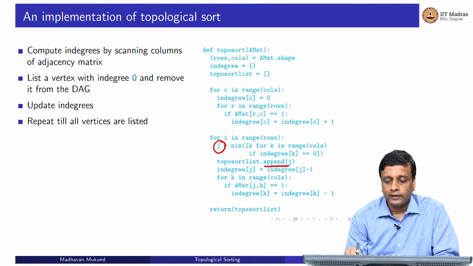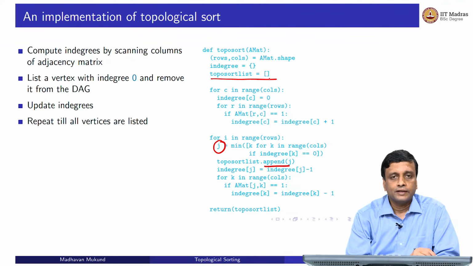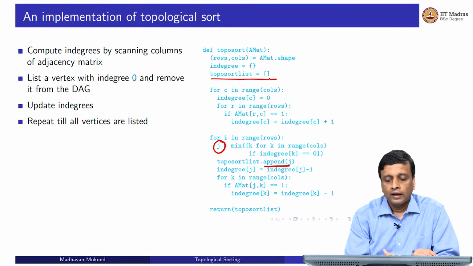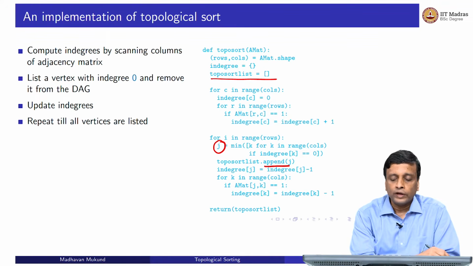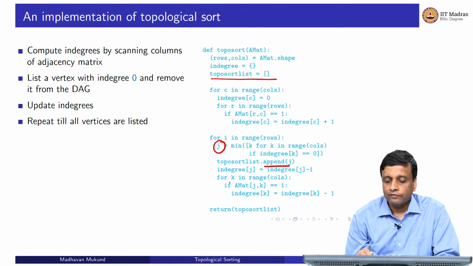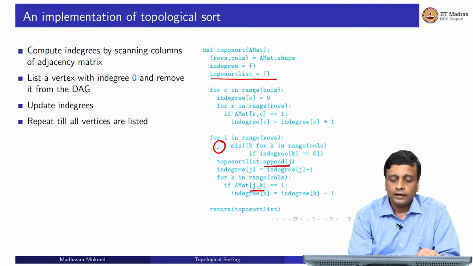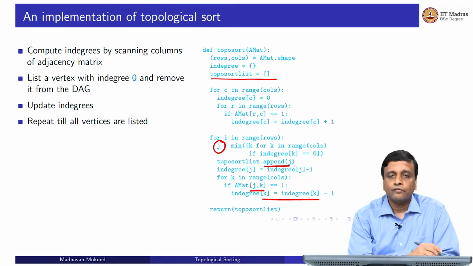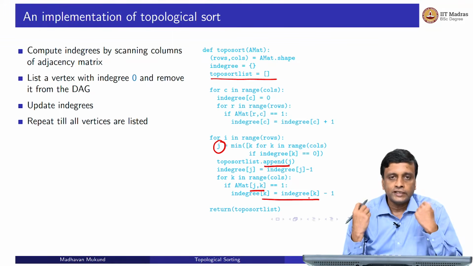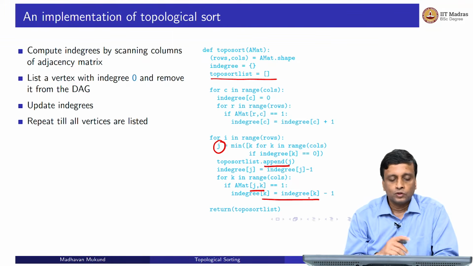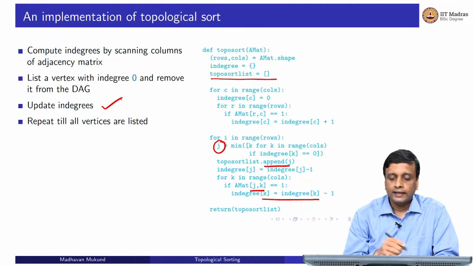So what I do is I append it to this list that I had started creating, right? So this is the next vertex in my enumeration, and now I have to go around updating in-degrees. So for every outgoing vertex from j, for every k in the columns, if I have an edge in my adjacency matrix from j to k, then I update the in-degree of k to be the in-degree minus 1. So I am removing j from the graph, so there is one less edge pointing into k. So this is the step of updating the in-degrees, and then I will keep doing this.